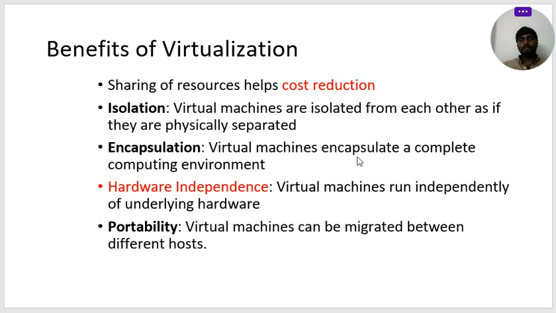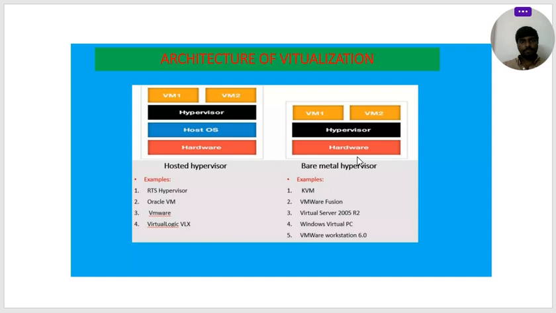Portability: virtual machines can be migrated between different hosts. Let's say we have a MacBook, we can install a virtual machine on that. Or else we have a Windows machine. Even though it is Windows, we can install the virtual machine over the Windows as well. That's how virtualization helps migrate between different hosts.